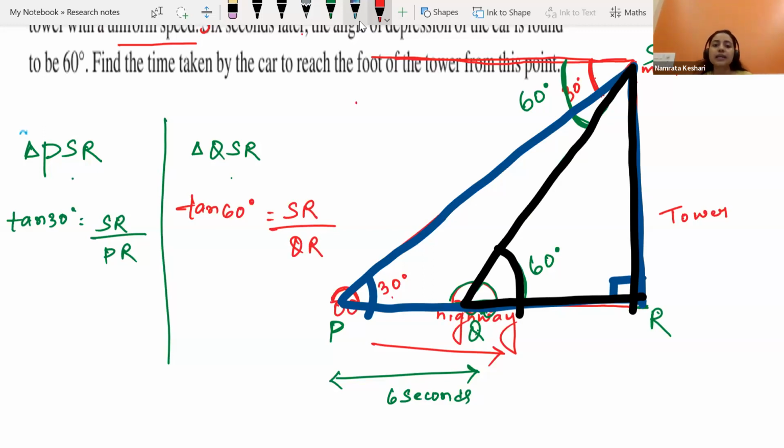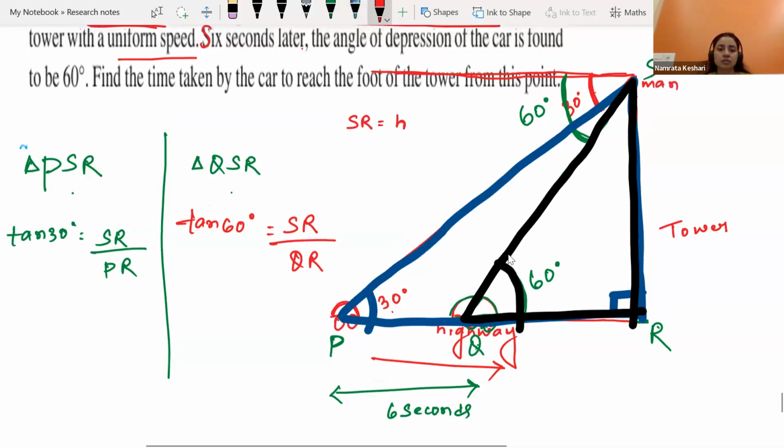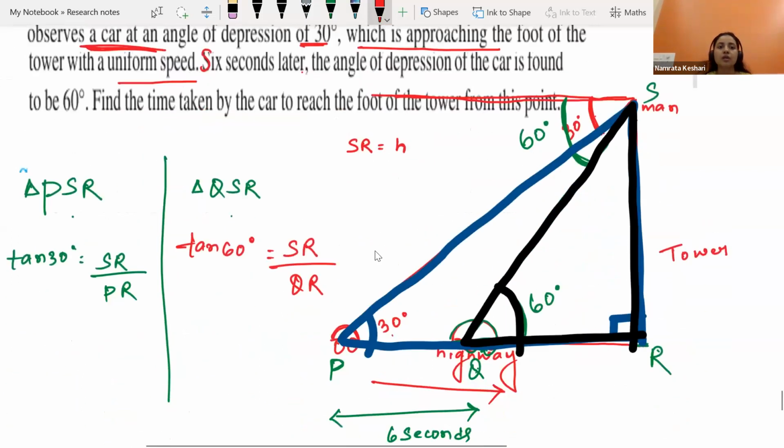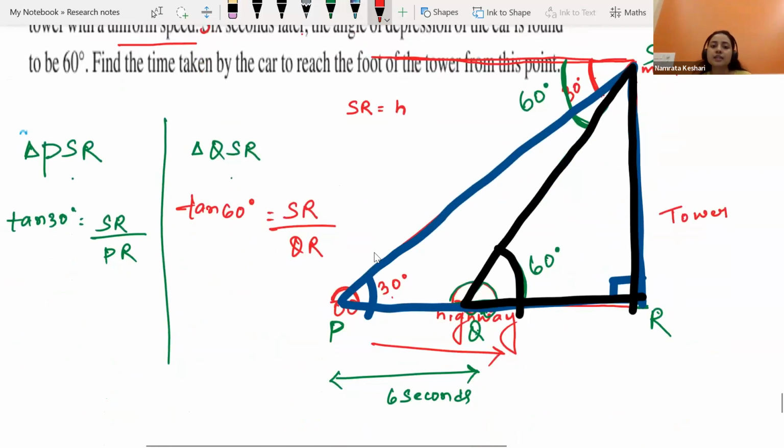So let's say SR is H centimeter, I think is mentioned. Okay, so SR is H unit, and PR, QR if we want we can take. So we can take the complete PR as X unit.